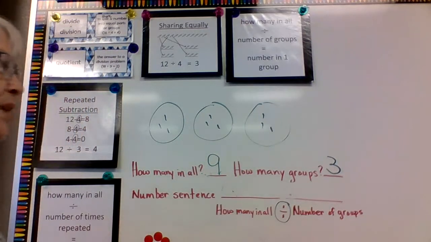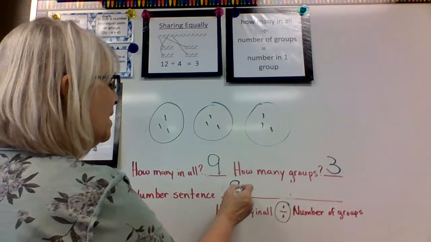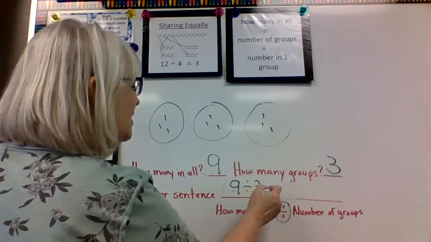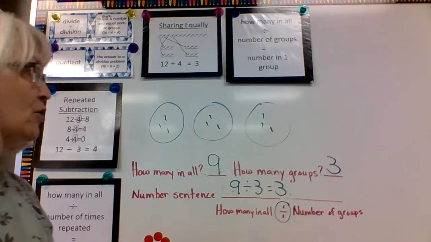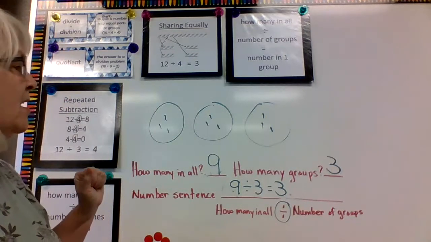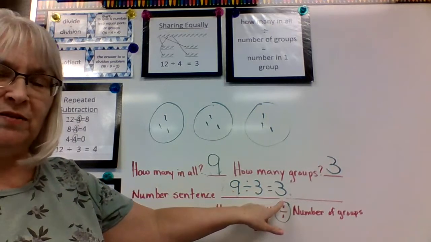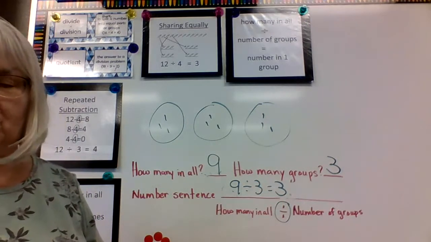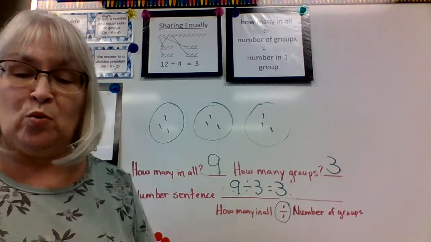All right, how many birds were in each cage? 3. So 9 divided by 3 equals 3. Okay, that is how you share equally, and when you share equally, that is division. And what do we call the answer when we divide? It is the quotient. All right, so this is the end of the introduction, part 1.